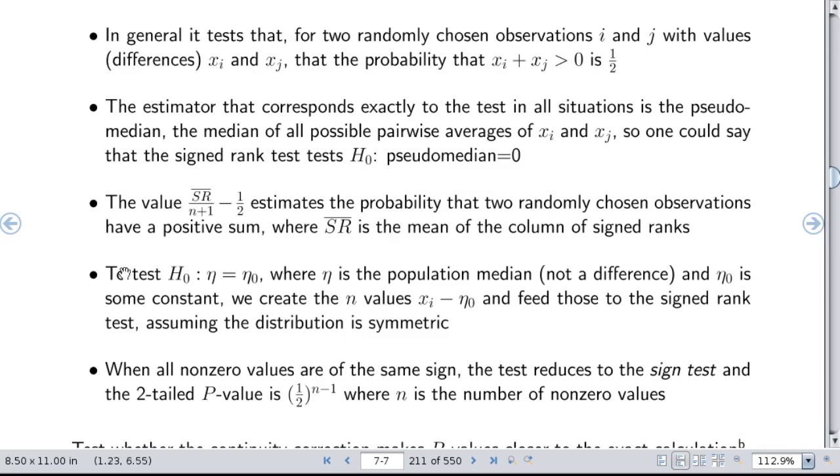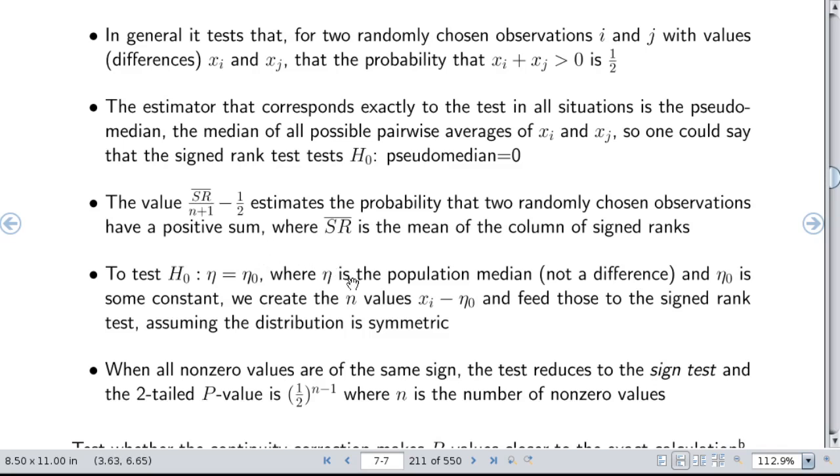Now, if you get the sign rank statistic, which is the sum of all those sign ranks, SR, and took the mean, so you just divide it by the number of observations, I call that SR bar. That is the mean of the sign ranks. If you divided that by n plus 1 and subtracted a half, this is actually a unitless quantity. That's a nice summary statistic. It's your estimate of the probability that two randomly chosen observations will have a positive sum.